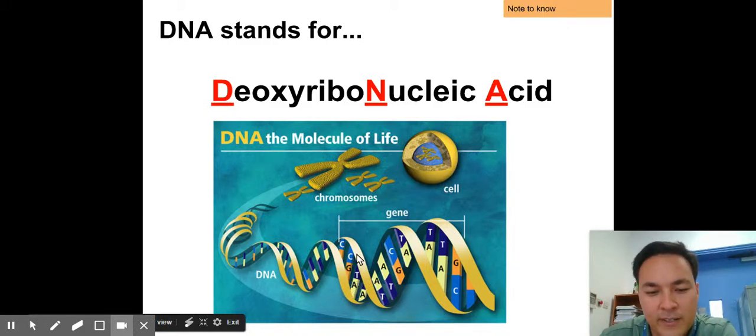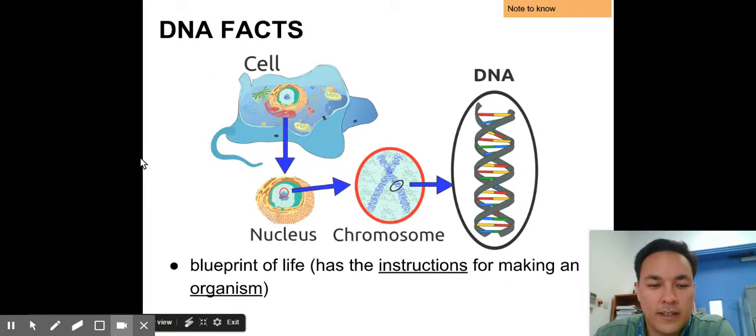A's always pair with T's and G's pair with C's. My ninth grade teacher taught me ashtray, garbage can. It just stuck with me. So whatever mnemonic works for you. Here it is. It's located in the nucleus. It coils up to make chromosomes. It's the blueprint of life.